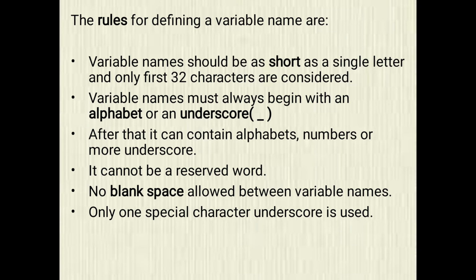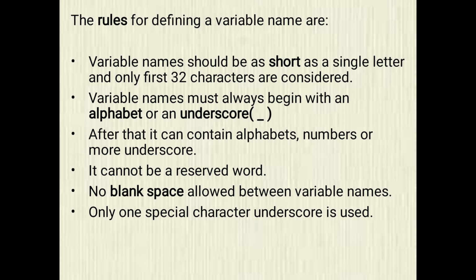Next, a variable name must always begin with an alphabet. It is compulsory for a variable name to begin with an alphabet or an underscore, but most preferably it should start with an alphabet. After that, it can contain different alphabets, numbers, or more underscores. It cannot be a reserved word, because a variable is a user defined name.